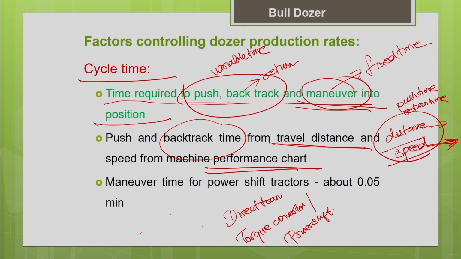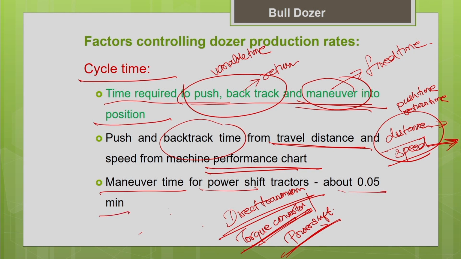Direct transmission, as I told you earlier, is nothing but manual gear change. The operator has to manually change the gear depending upon the load conditions. Here, the torque converter will automatically match the engine output according to the load conditions. You need not change the gear manually. In the torque converter, it is automatic gear change. So depending upon the transmission mode, your maneuver time will change. If you go for power shift, that is automatic gear change, the maneuver time is 0.05 minute, which means 3 seconds.